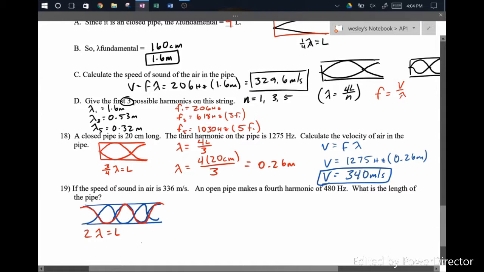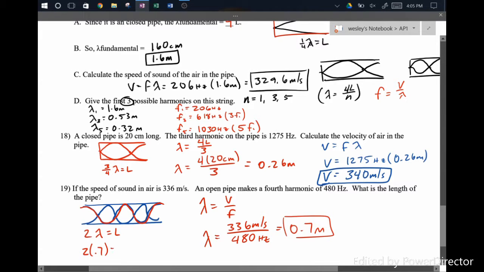What we need to do to find the length of the pipe is find the wavelength. The wavelength is the velocity divided by the frequency. So the wavelength here comes out to be 336 meters per second divided by 480 hertz. 336 divided by 480 is 0.7 meters for the wavelength. So then if 2 times the wavelength is L, then L comes out to be 1.4 meters.